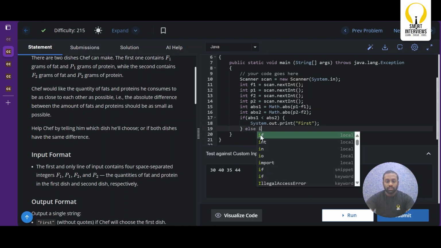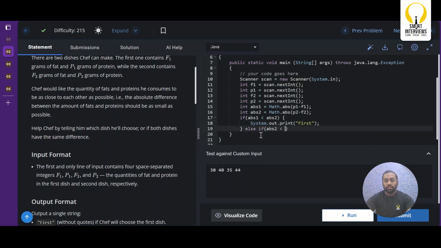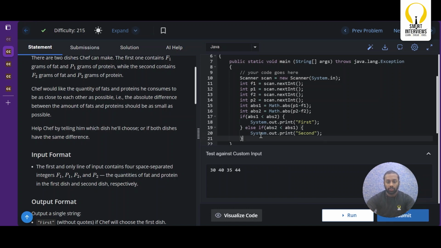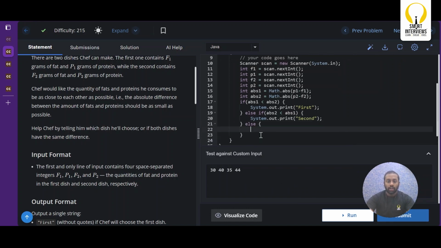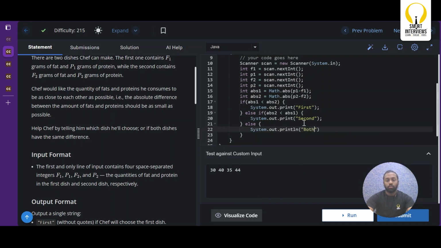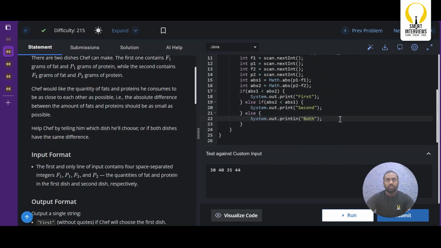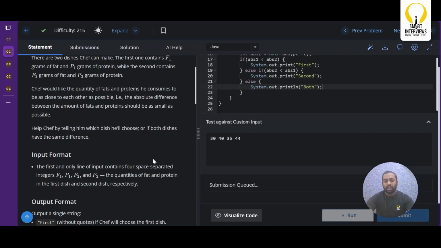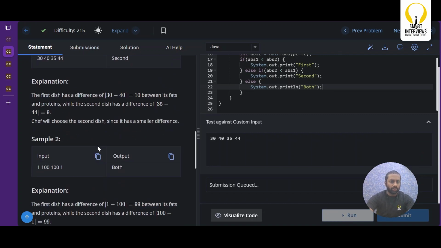Likewise, else if absolute 2 is smaller than absolute 1, then what does chef have? The second dish. So to replicate a line, we did alt shift down arrow. To move a line below and above, we need to use alt up arrow, alt down arrow. Second, otherwise, that is if absolute 1 is not less than absolute 2, if it is not greater than absolute 2, then it should be equal to absolute 2. And in such a case, I can simply print both. And as they mentioned, these are case insensitive, so you can print as you want it to be.